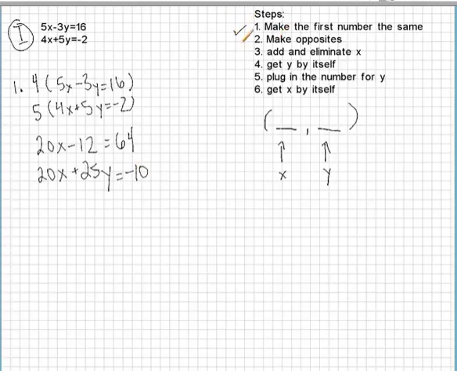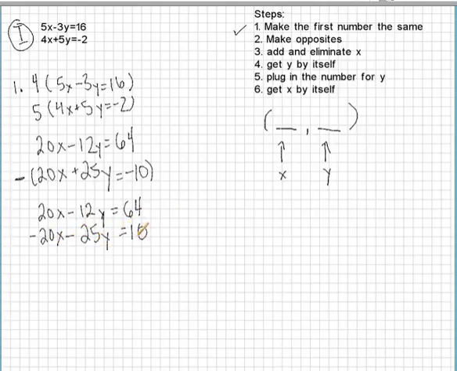Now we're going to make opposites. To make opposites, we take the whole equation on the bottom and we multiply it by a negative. So that's going to change the sign of every number in our bottom equation. Our new system looks like this. I just changed the signs, and I'm done with step 2.